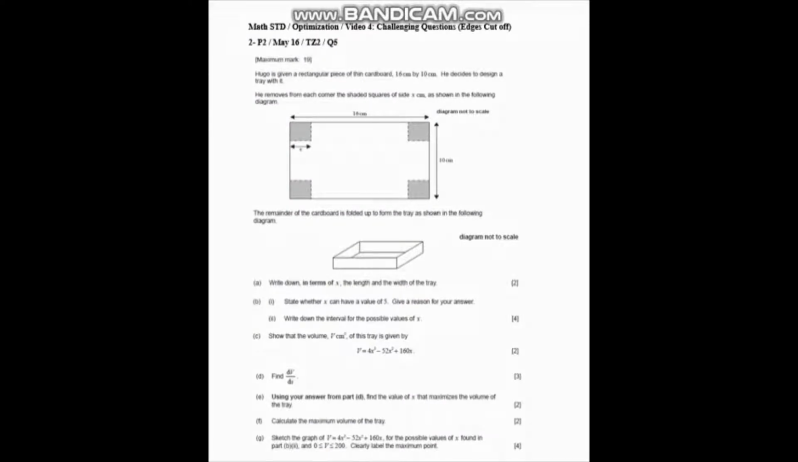Finally, you are told, sketch the graph of V equals 4x cubed minus 52x squared plus 160x. So this equation right there, we want to sketch the graph of it for the possible values of x found in part Bii, which we have found to be from 0 to 5, and the range is from 0 to 200. Clearly label the maximum point.